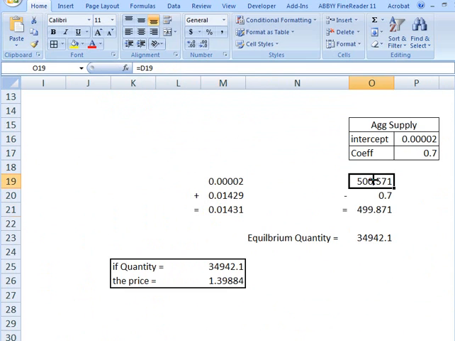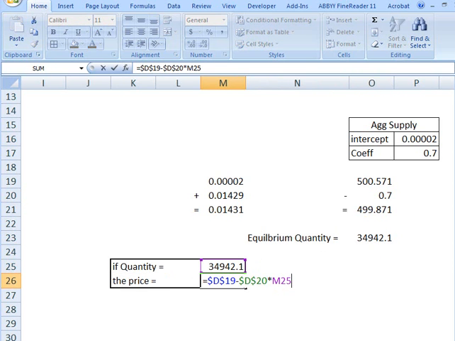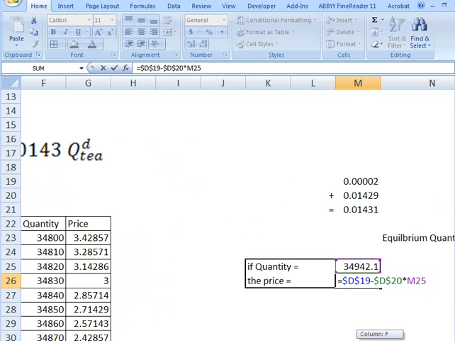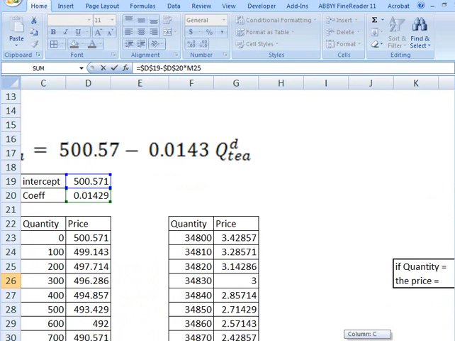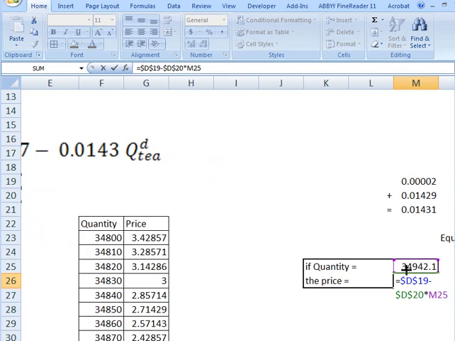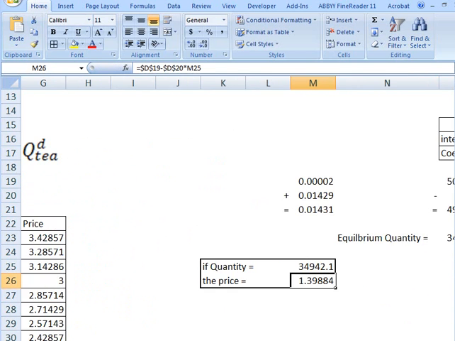So you have got this, and you have 500.57 minus 0.7. This is the value you have got. So quantity demanded will be this divided by this, so you have 499 divided by this, which is 34942. So we are saying that if quantity is 34942, what is the price? The price can be achieved from this equation, D19. Whatever the equation we had, we can put over here, because we have got the quantity value and we want to know the price. So 500.57 minus this coefficient into the quantity given, we get the price, 39833.